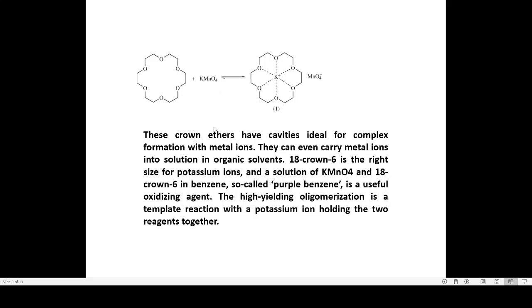So these crown ethers have cavities ideal for complex formation with metal ions. They can even carry metal ions into solution in an organic solvent. 18 crown 6 is the right size for the potassium ion, and a solution of KMnO4 and 18 crown 6 in benzene is often called purple benzene. It is a very useful oxidizing agent, and the high yielding oligomerization is a template reaction with a potassium ion holding the two reagents together.